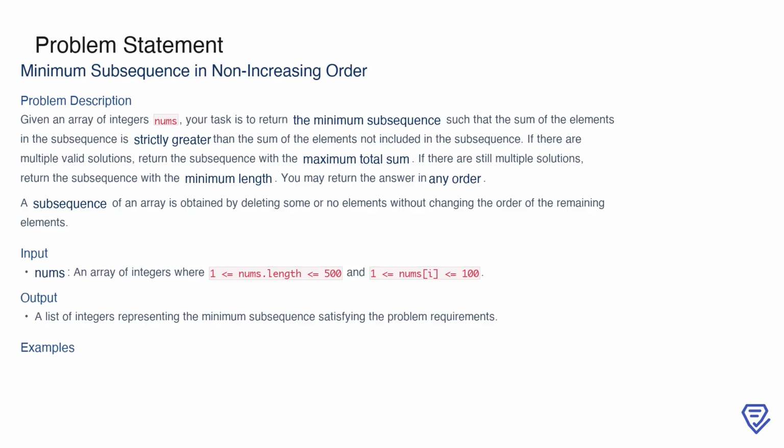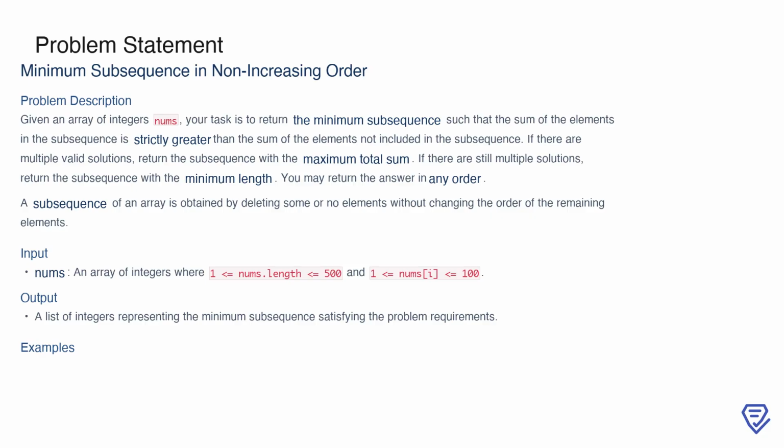where the sum of the subsequence is strictly greater than the sum of the elements not included in it. Additionally, if there are multiple valid subsequences, we prioritize the one with the maximum total sum. If there are still ties, we select the subsequence with the smallest length. It's worth noting that a subsequence is formed by deleting some or no elements from the array while maintaining the order of the remaining elements.